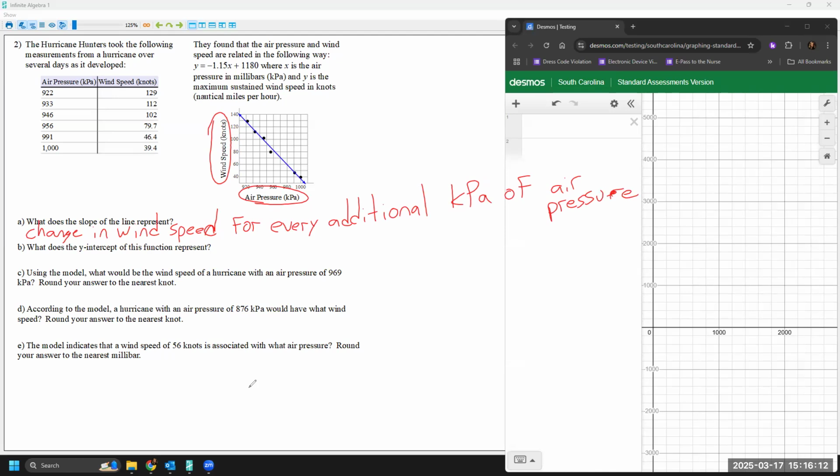What does the y-intercept mean? Well, y-intercept is what y is when x is 0. Well, again, air pressure is my x. So wind speed, y is my wind speed. So wind speed when there is 0, I should put units, sorry, 0 kPa of air pressure.